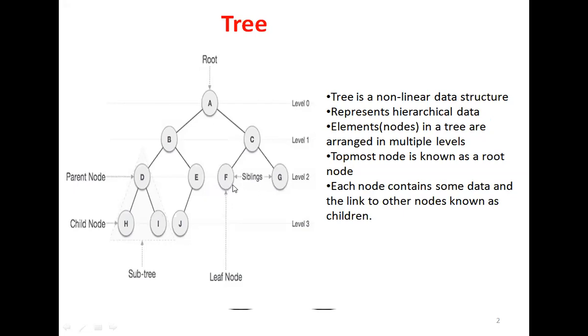And if the parent is the same, then the nodes are known as siblings. So children of the same parent are known as siblings. So if node F and node G's parent, who is node F, node G's parent?